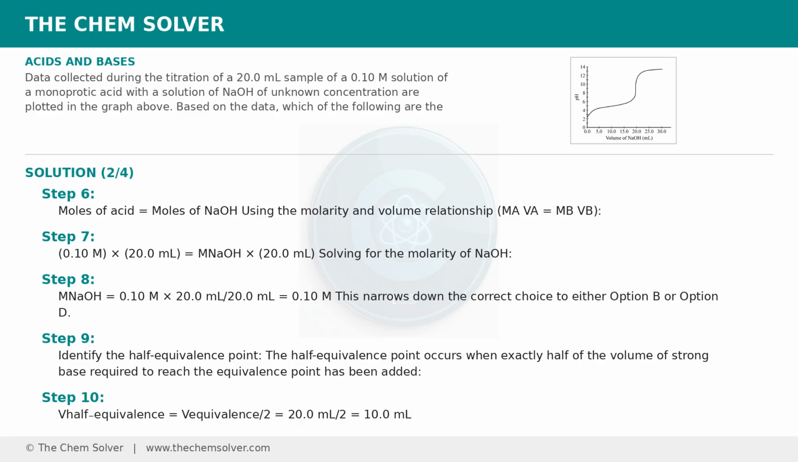Identify the half equivalence point. The half equivalence point occurs when exactly half of the volume of strong base required to reach the equivalence point has been added. V half equivalence equals V equivalence over 2, which is equal to 20.0 milliliters over 2, which is equal to 10.0 milliliters.